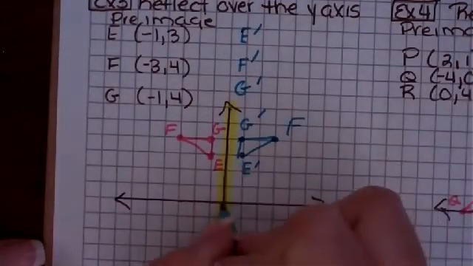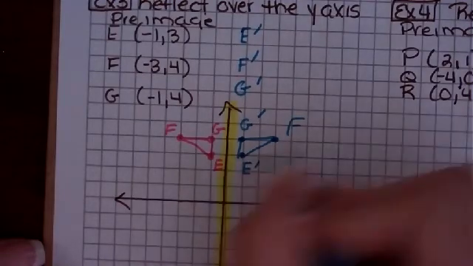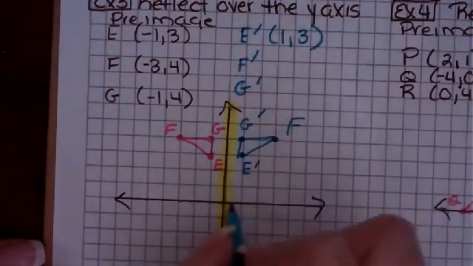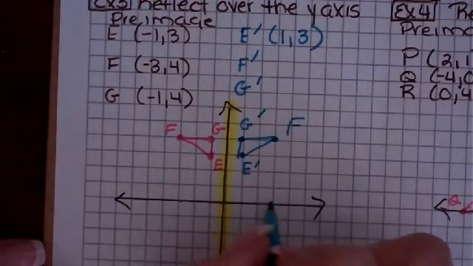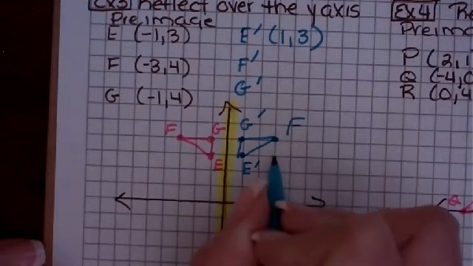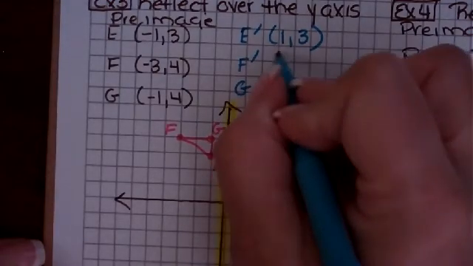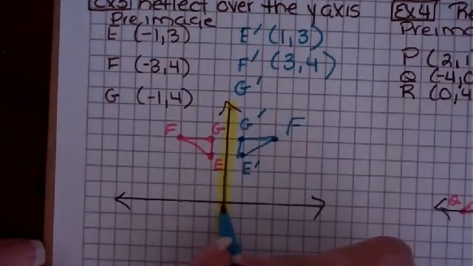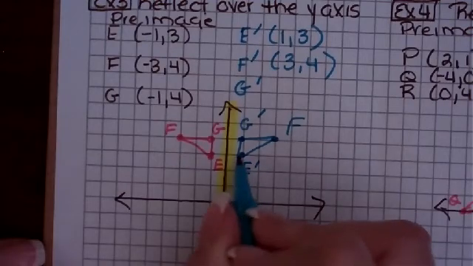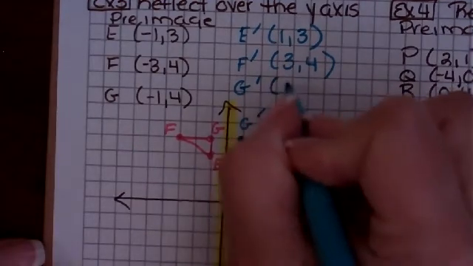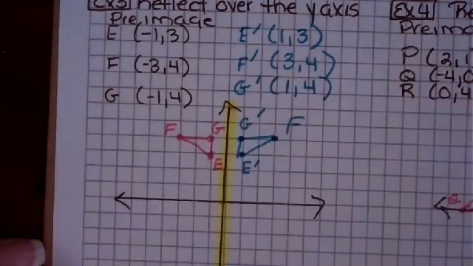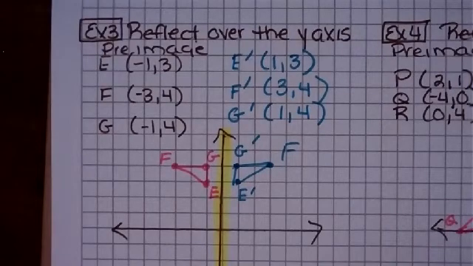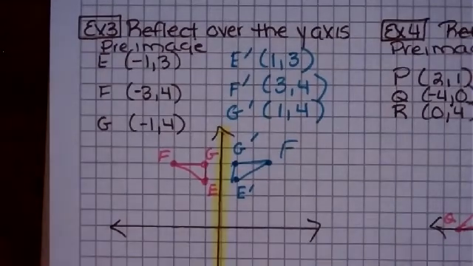Now, E prime is at 1, 1, 2, 3. F prime is over here at 1, 2, 3, 1, 2, 3, 4. So it's at 3, 4. And then G prime up here is at 1, 1, 2, 3, 4. So it's at 1, 4. And I'm done. Again, pause your video right here. Make sure you've got everything copied down correctly.